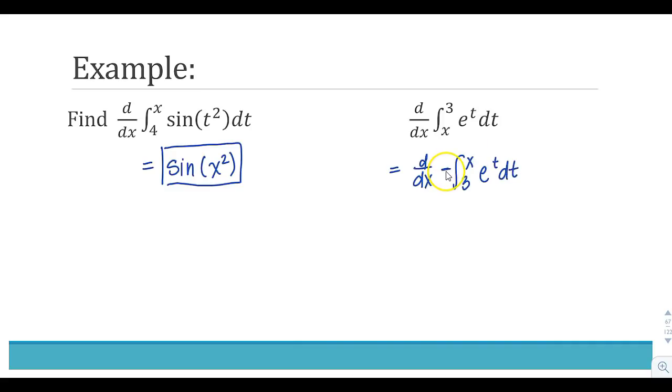But remember that constants, like negative 1, just come down with the function when I'm taking a derivative. So here, when I take the derivative of the integral from 3 to x of e to the t dt, the x replaces the dummy variable t. So I'm going to have e to the x, but with a negative in front. So I have negative e to the x.